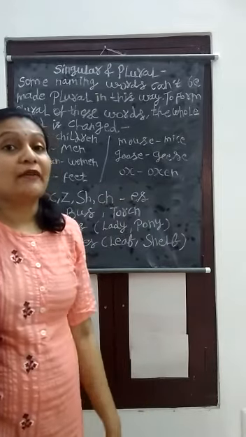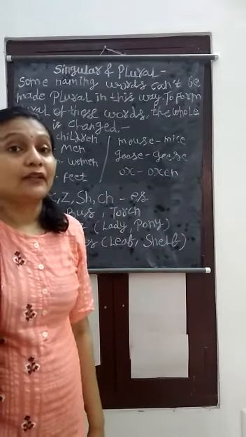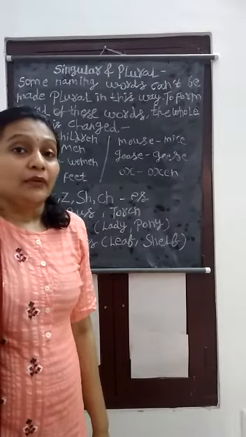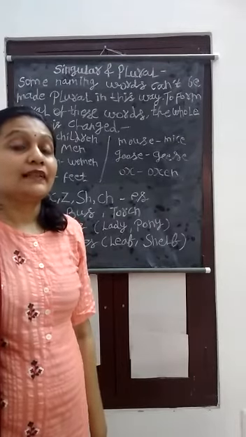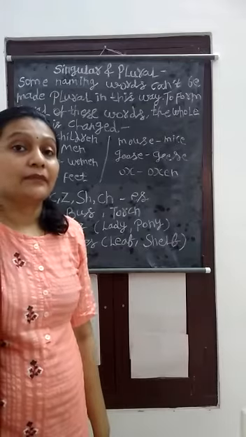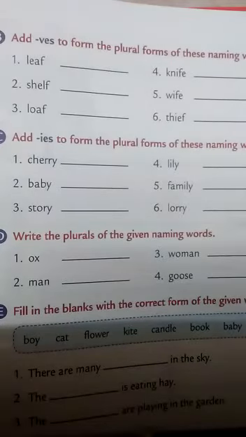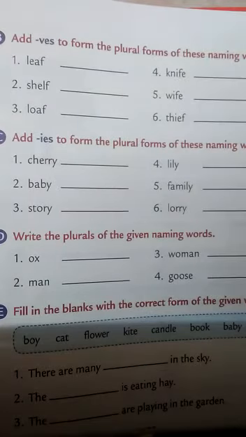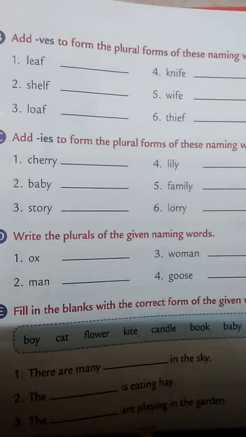First exercise has already been done by us. Today we will do our next exercise. Now take out your English grammar books, chapter number 4, singular and plural naming words, page number 25. We have already done exercise A. Start with exercise B.